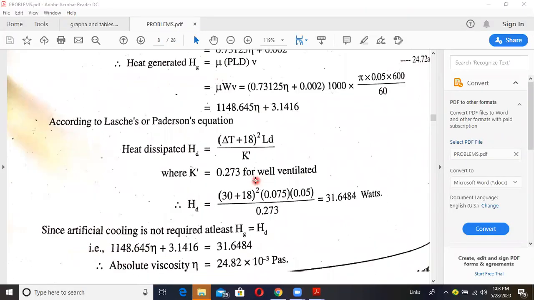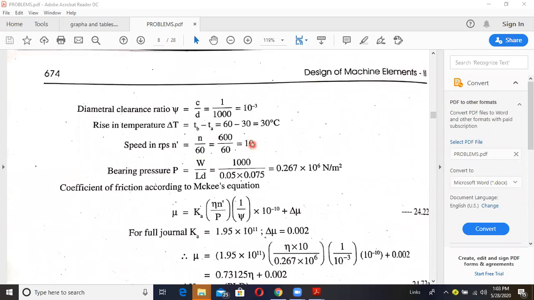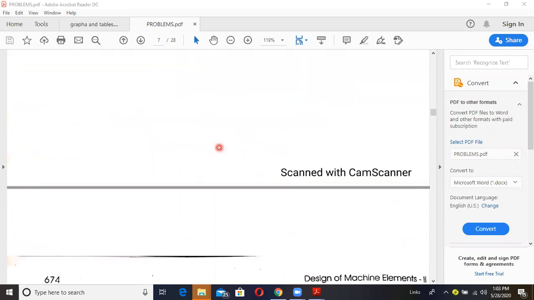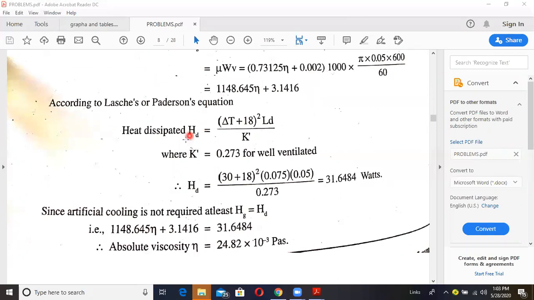Next, we are going to calculate the heat dissipated. There is another formula to calculate the heat dissipated, and this is the formula based upon the Pedersen equation. Why we are going to use this formula is that they have given the bearing temperature and the operating temperature. If the bearing temperature and the ambient temperature are given in the question, then we are going to use the Pedersen equation to calculate Hd. All the formulas you will get in the data handbook. Now Hd is nothing but delta T plus 18 square LD divided by K dash.